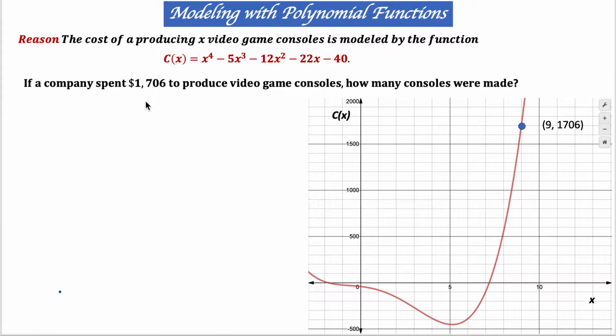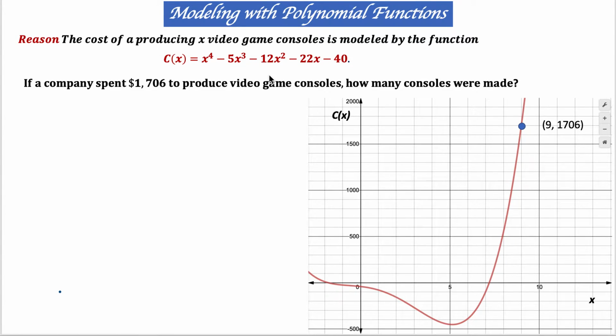Because here they are not given any restriction, we can take this function and plug it into a graphing utility, in this case Desmos, and Desmos gives me the graph of the function. Now I am looking for 1706 as the y coordinate, while the money spent for one console is x. I drag the pointer to where the cost is $1,706, and here I got this result: 1706 and 9.